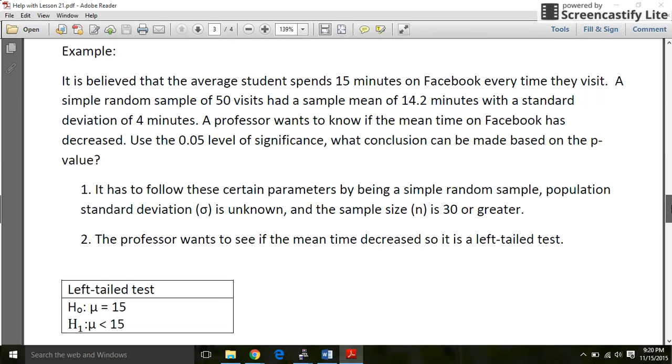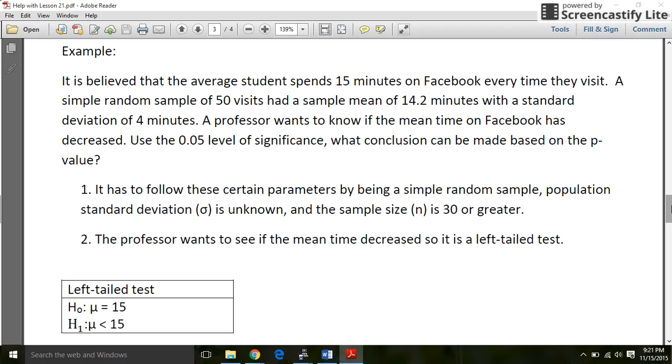So let's do it this way. It's believed that an average student spends 15 minutes on Facebook every time they visit. A simple random sample of 50 visits has a sample mean of 14.2 minutes with a standard deviation of 4. A professor wants to know if the mean time on Facebook has decreased. Using a 0.5 level of significance, what conclusion can be made on the p-value?